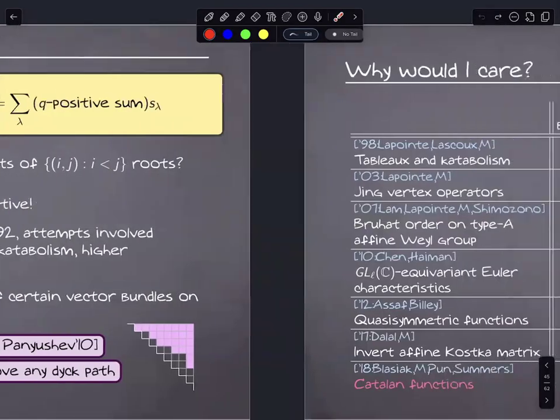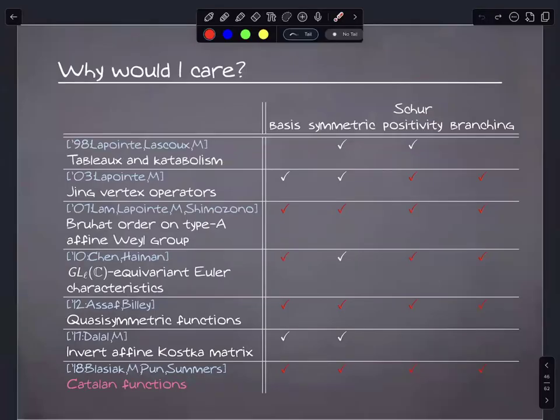Anyway, why the heck do I care? Because you know me, I only care about k-Schur functions and Macdonald polynomials. So it's like, why do I care about this Catalan function stuff? Well, you can see the chart. You remember how little progress we had with k-Schur functions with the t.